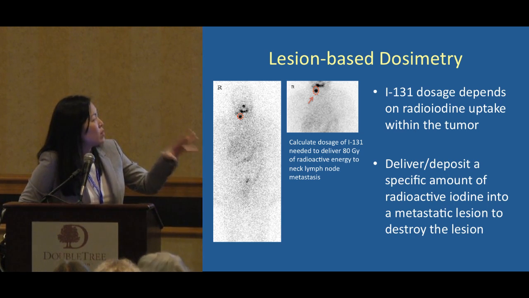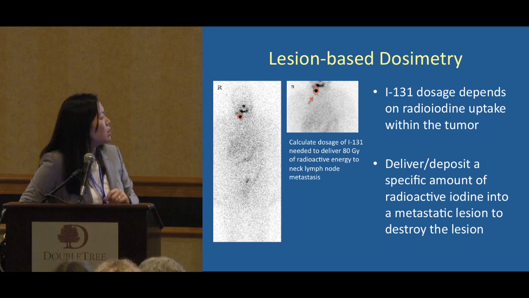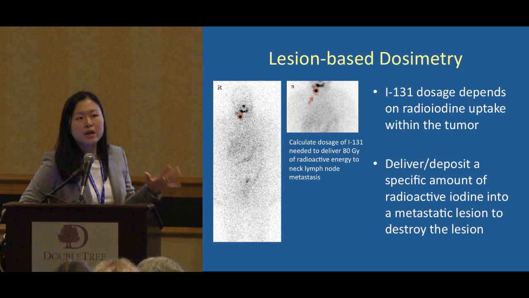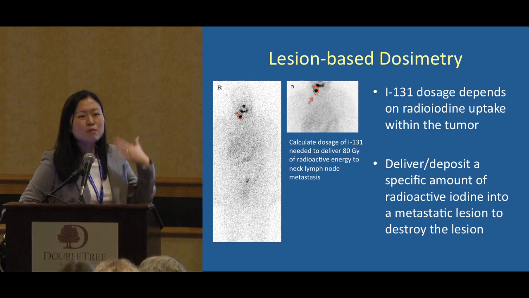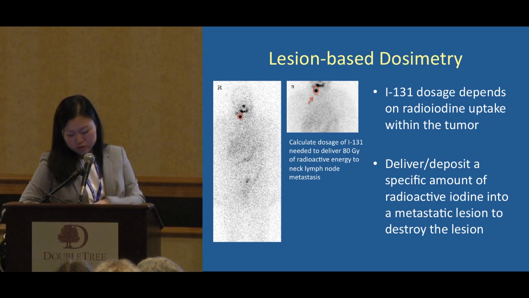For example, with neck lymph node metastases, we try to impart about 80 gray of energy from radioactive iodine to that lesion to get rid of it. So this is what we call lesion-based dosimetry. Basically, the dose is based upon how much radioactive iodine is taken up by the areas with thyroid cancer.